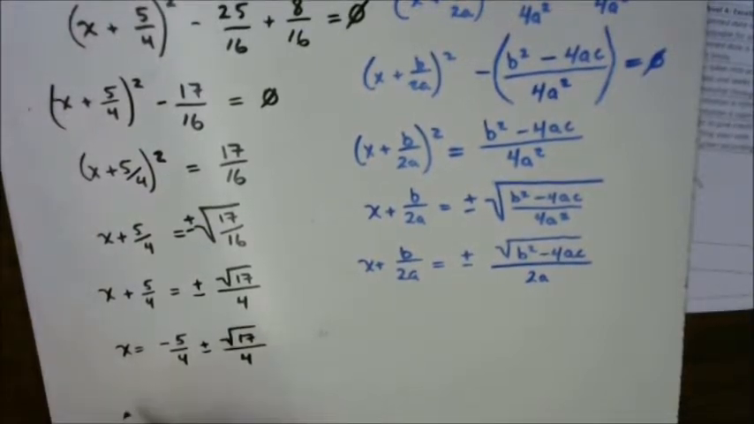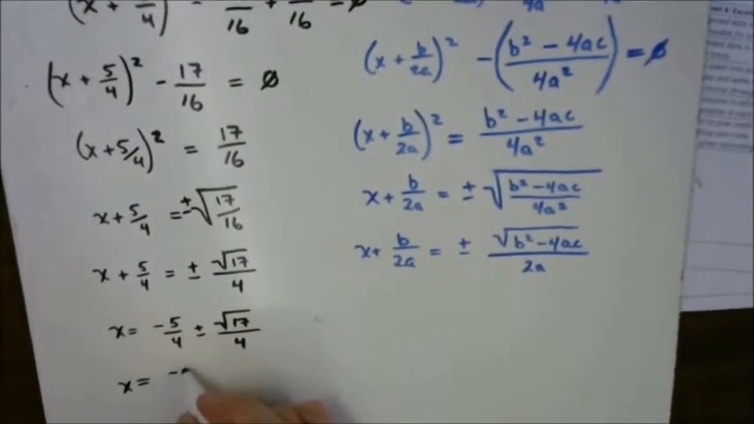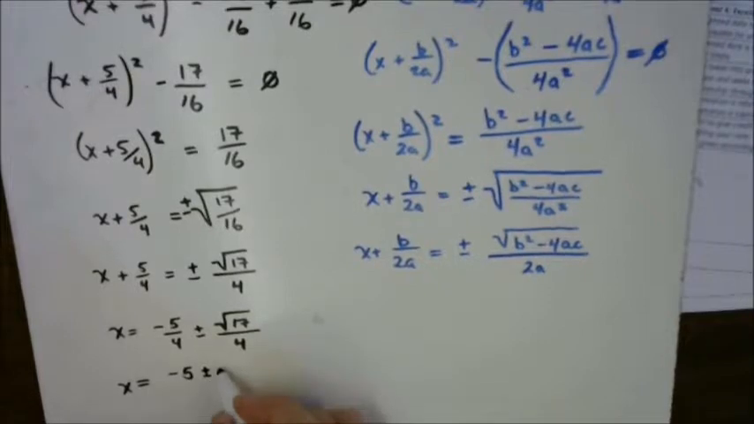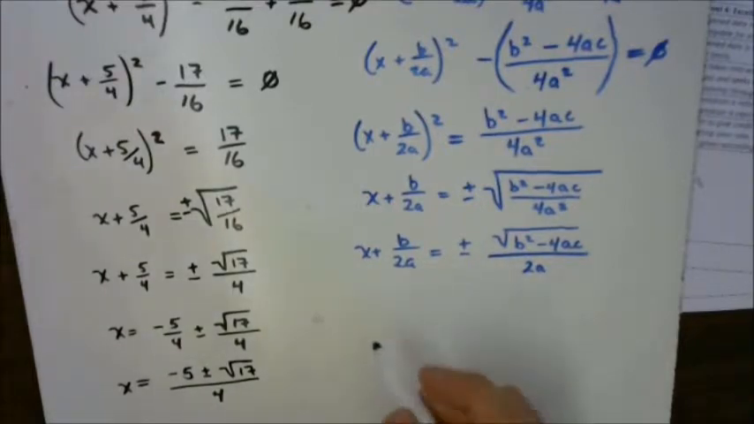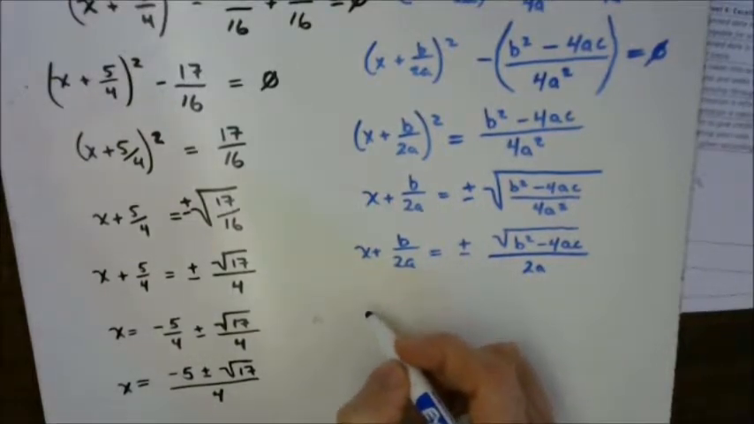Since they have a common denominator, I can rewrite this as negative 5 plus or minus square root of 17 all over 4. Let's move across. And this is starting to take form. This is the shape of the quadratic formula, right? So let's see what happens if we do the same thing on the other side.